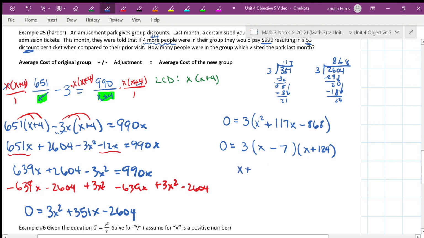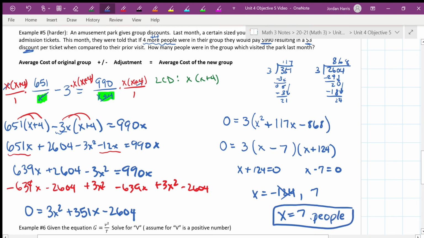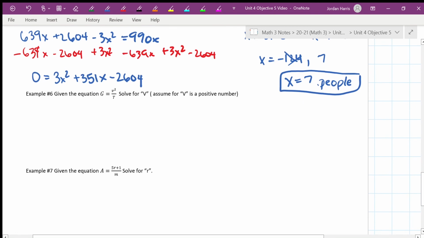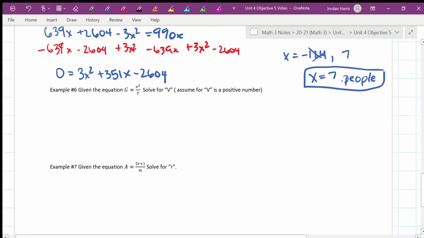Okay, so then we set these equal to 0, zero product property. And I get negative 124, which can't work because you can't have negative people, or 7. So there were 7 people in the original group. There it is. Okay, so then we have to do examples 6 and 7.